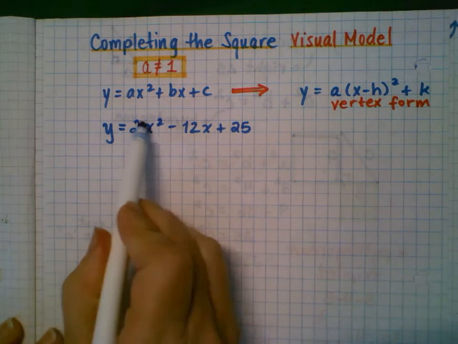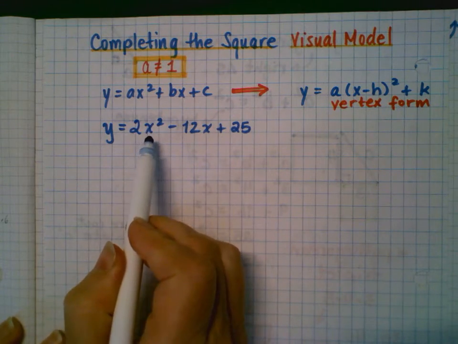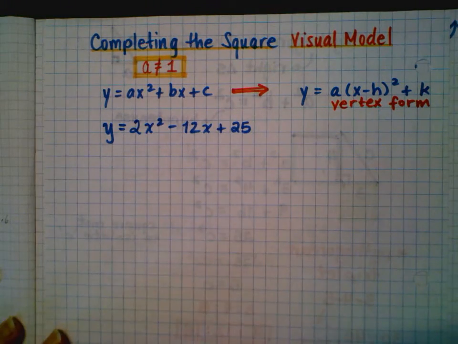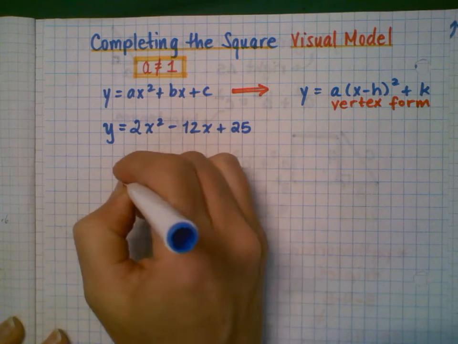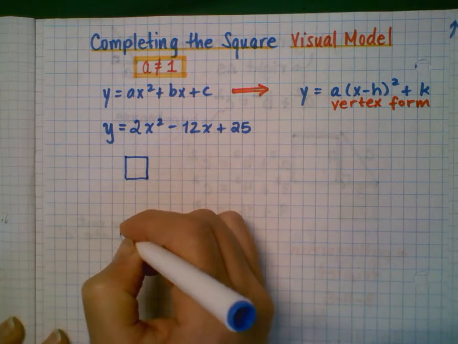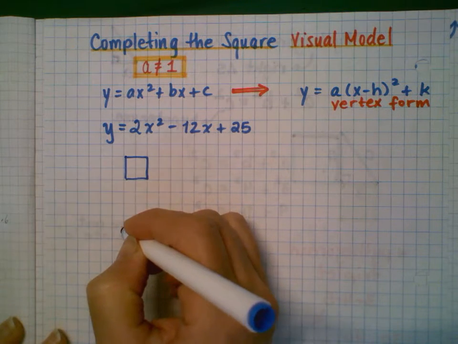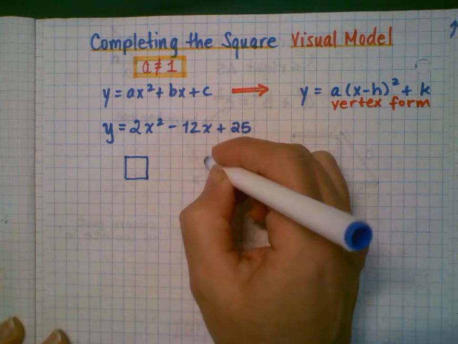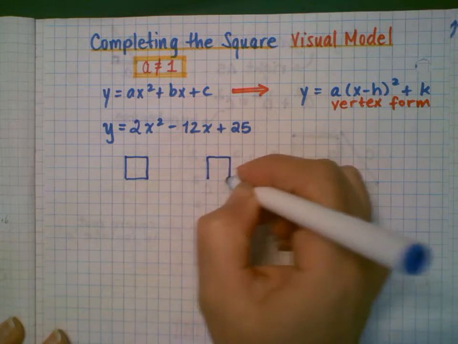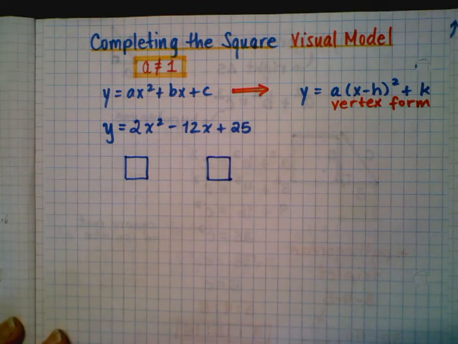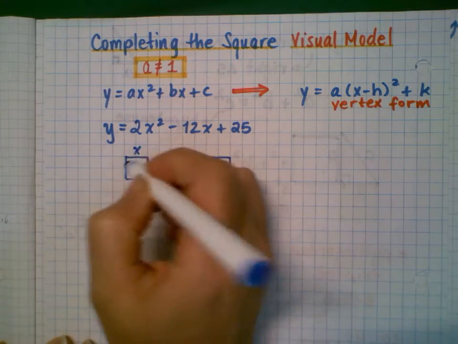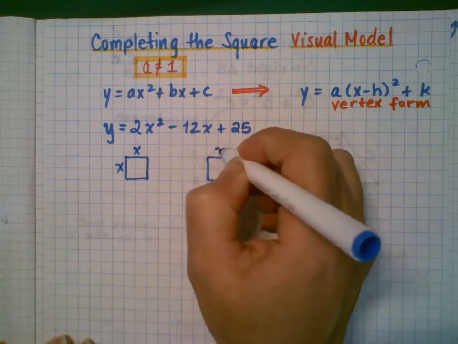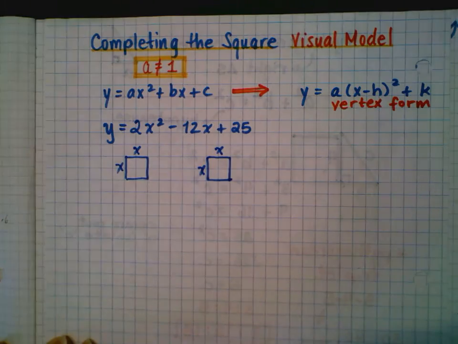is looking at the squared term. There are two x squared values. So in my model, I'm going to draw two little squares. And probably I'll put about that much space between would do the job. So each of these little squares represents x squared, and there are two of them.